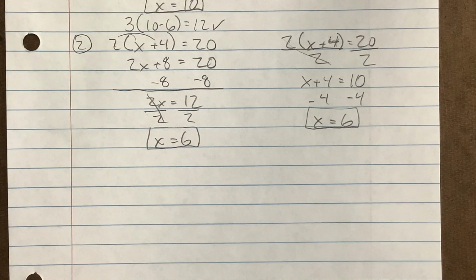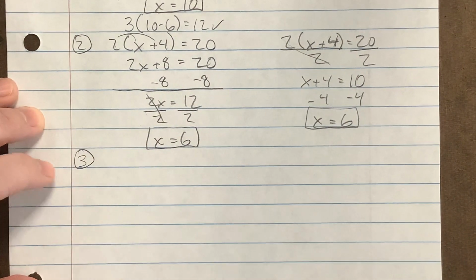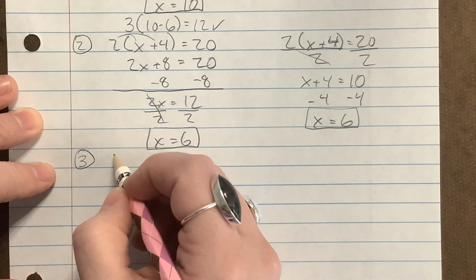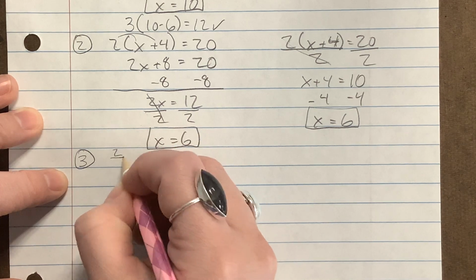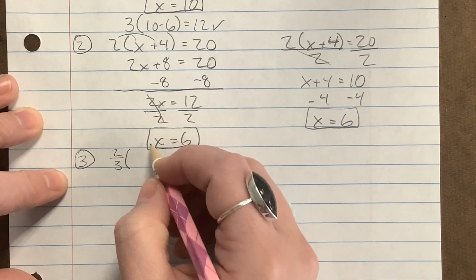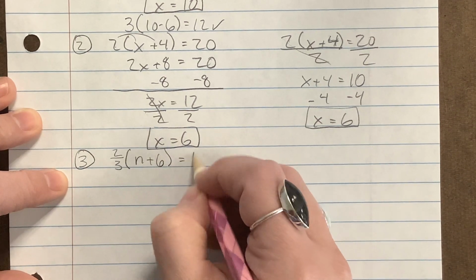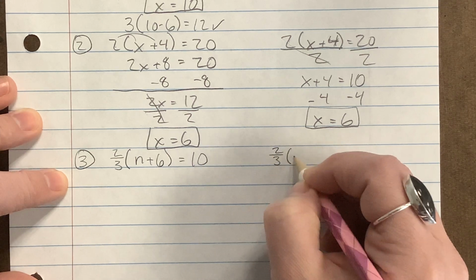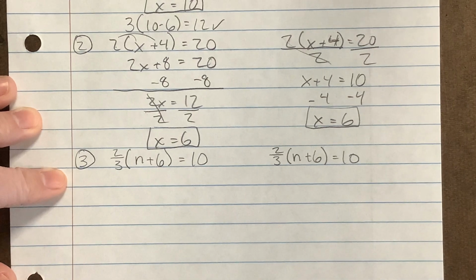Now, when it's a lot easier, this is when I would recommend using the book's version rather than my version, at least on the book assignment for today. And that's when you have a fraction on the outside of your parentheses. So 2/3 times (n plus 6) equals 10. And again, I'll write this two ways: 2/3 (n + 6) = 10.